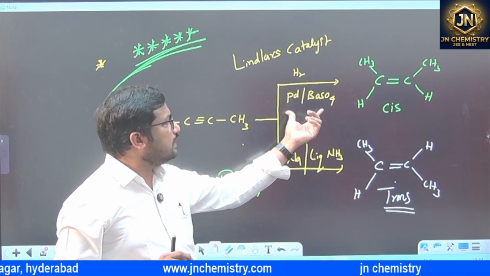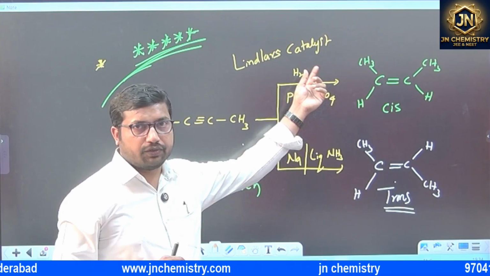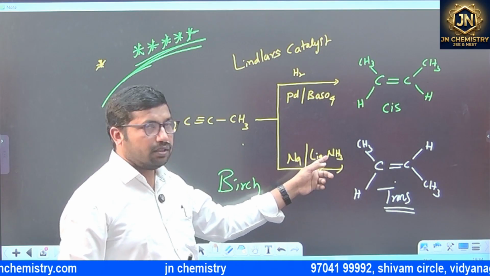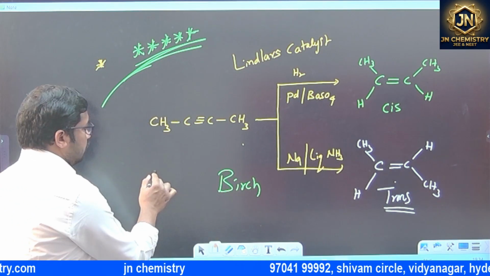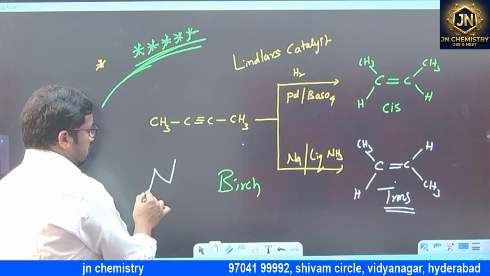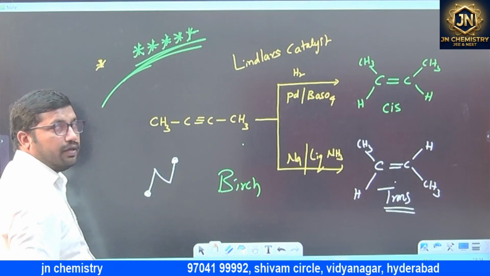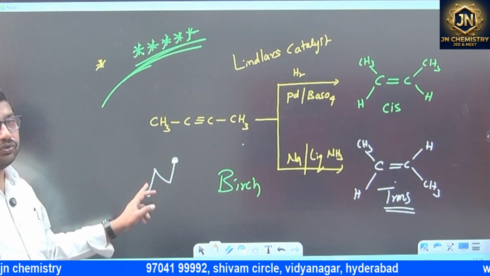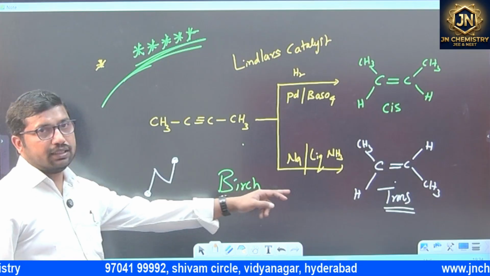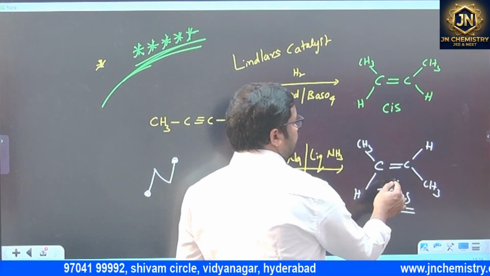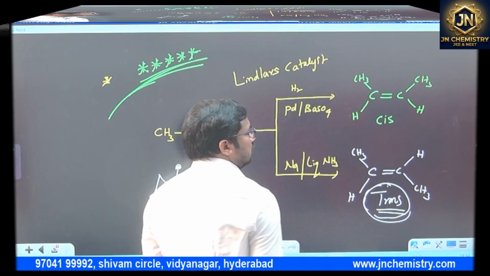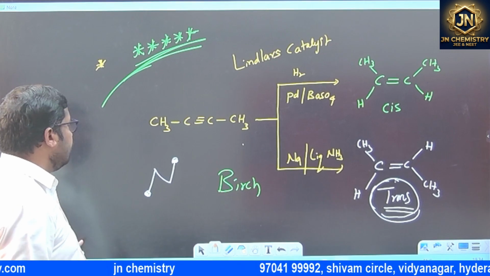If it is hydrogen in the presence of palladium barium sulfate, is there nitrogen here? Here there is. In ammonia, the nitrogen is in the opposite direction, nothing but trans. Get trans. So we'll see this Birch reduction mechanism.